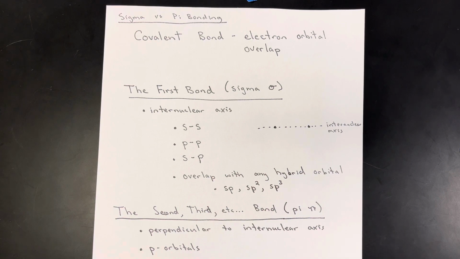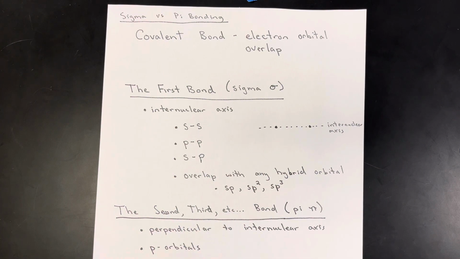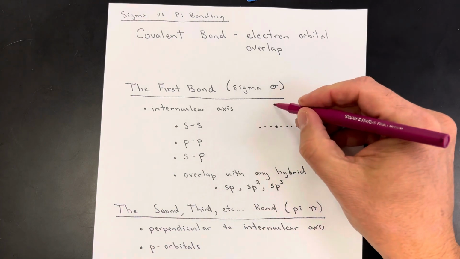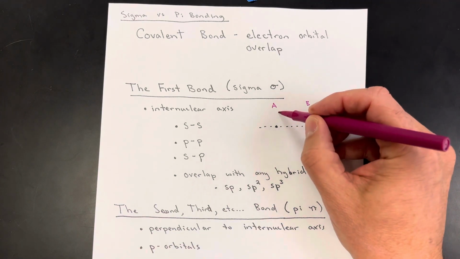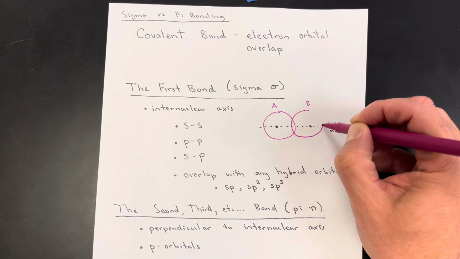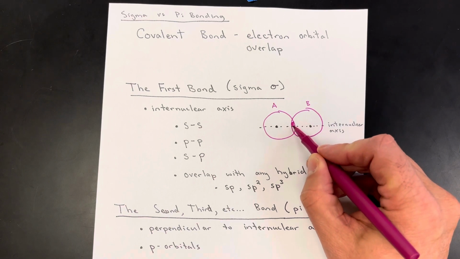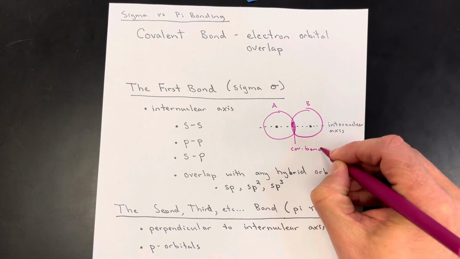Now, in this video, we're trying to discuss the difference between a sigma bond versus a pi bond. So let's talk about the sigma bond first, and then we'll compare that to a pi bond. A sigma bond is something that occurs on the internuclear axis, okay? And I have a line here of kind of like element A and element B, and if their electron orbitals end up overlapping, maybe something like this, right here is actually where the covalent bond exists, okay?